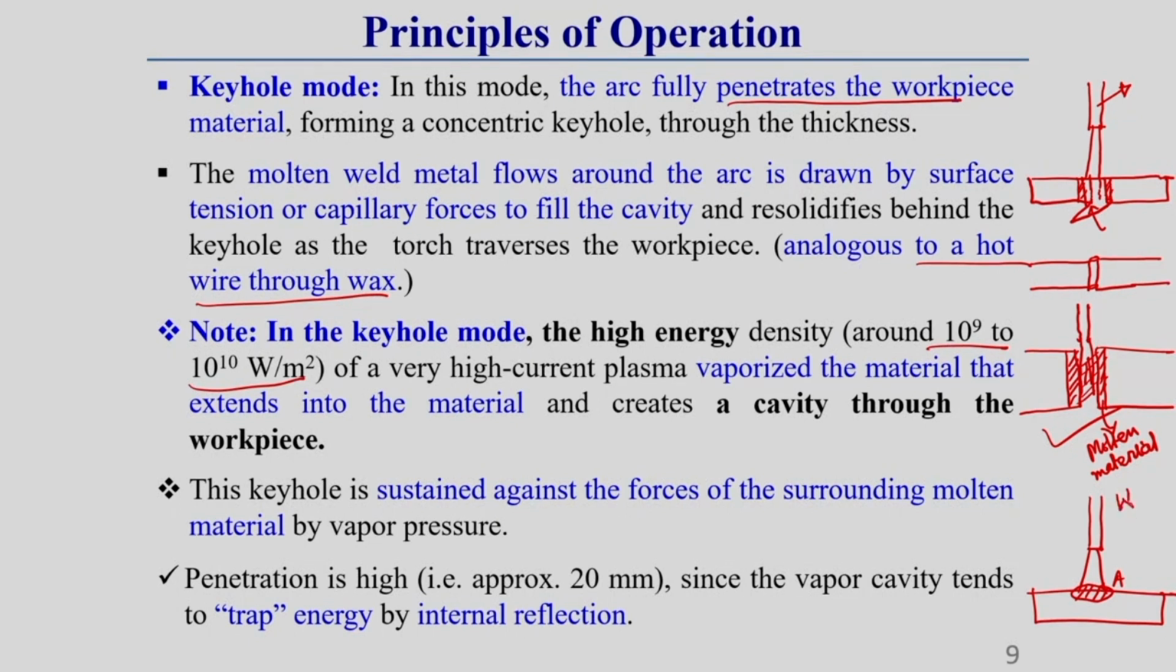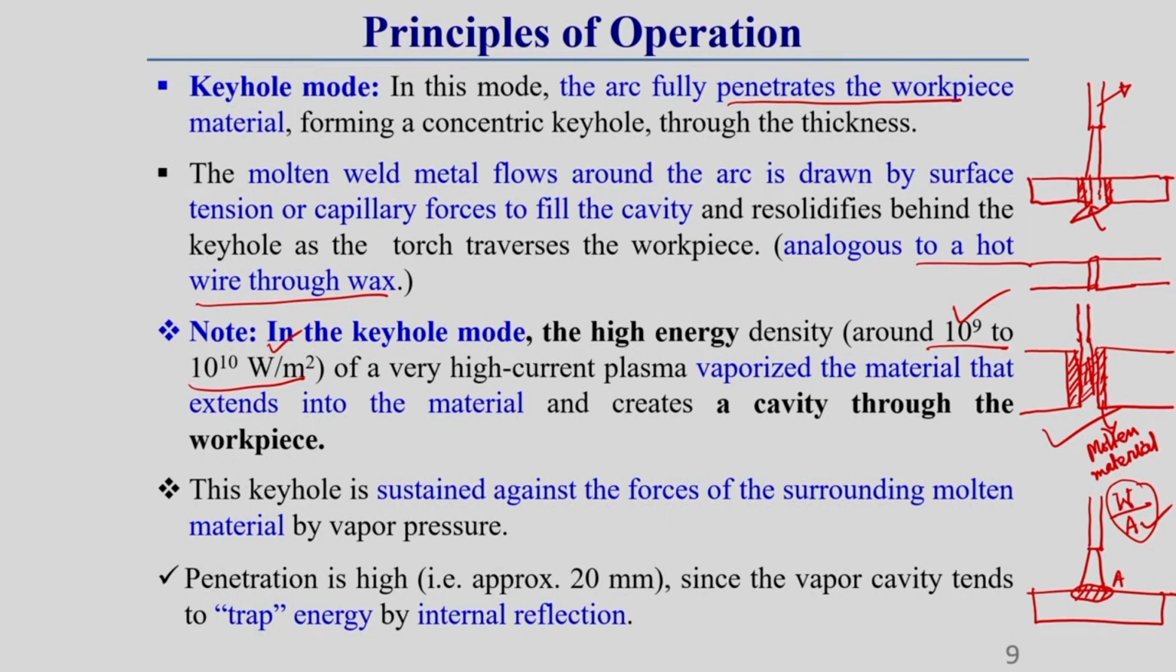How is it coming? Let this arc have a power W. Once we divide this arc power by the arc spot area A, what happens? This is actually watt per area, which ranges around 10 to the power 9 to 10 to the power 10 watt per meter square. It is a very high current plasma. You should keep this in mind.